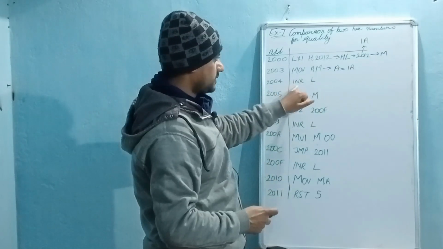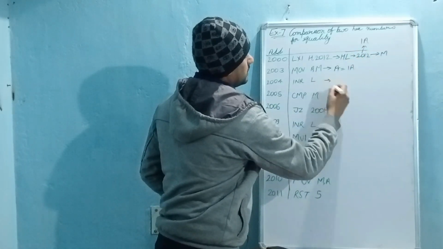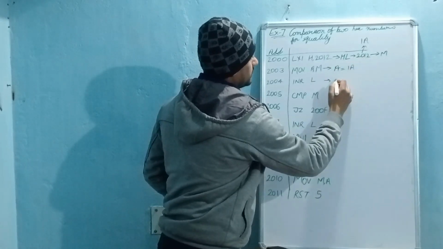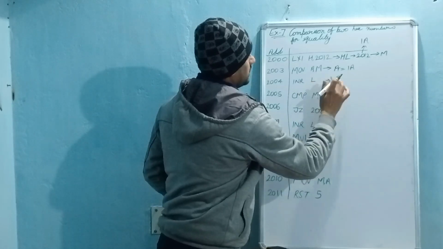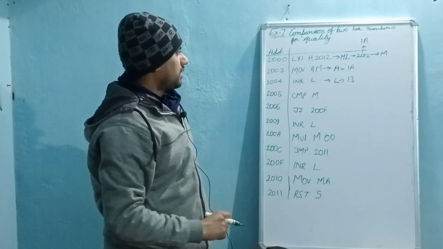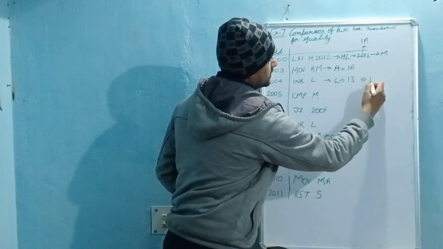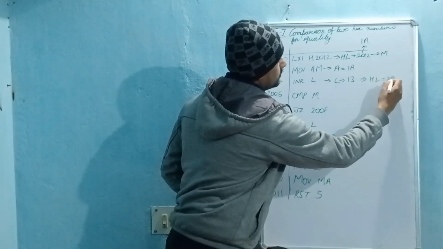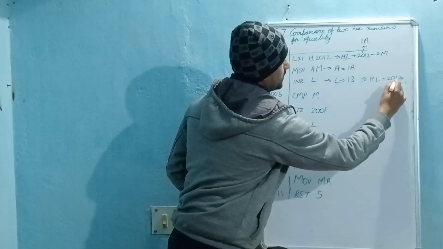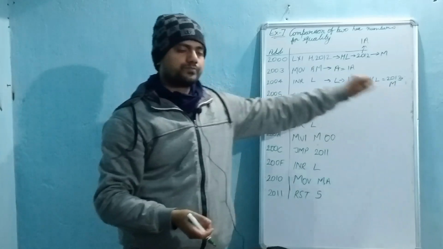When this instruction executes, L will become 13, incremented by 1. So the HL pair will now be 2013. This is nothing but memory. From now onwards, when we say memory, it refers to M.